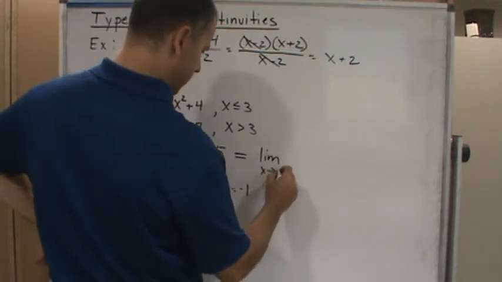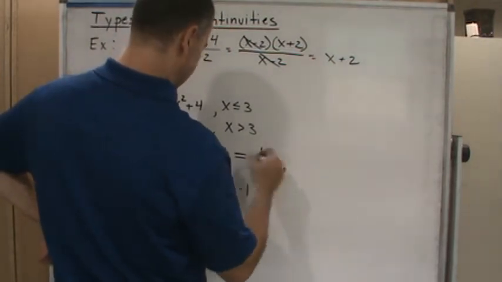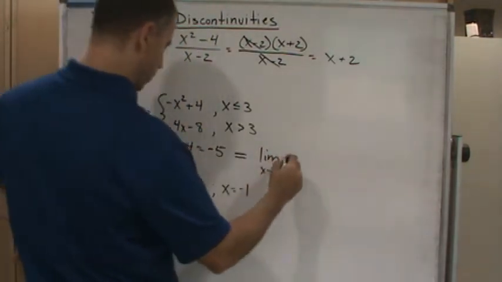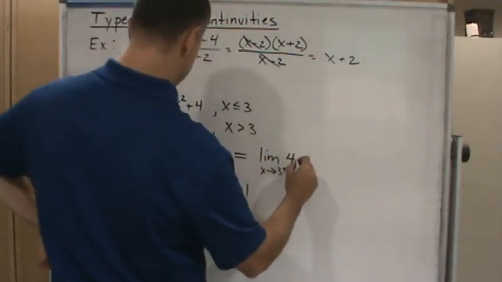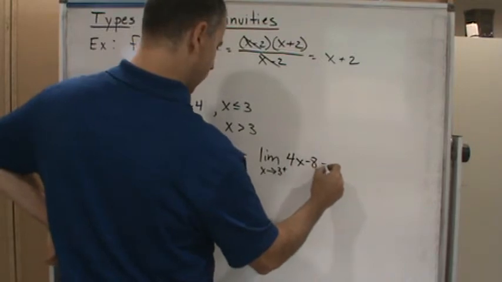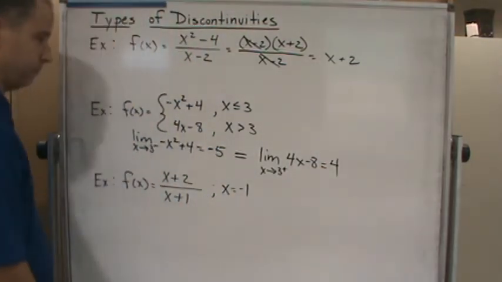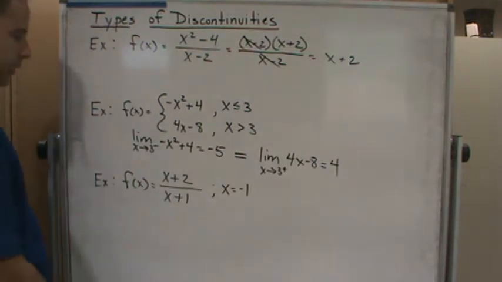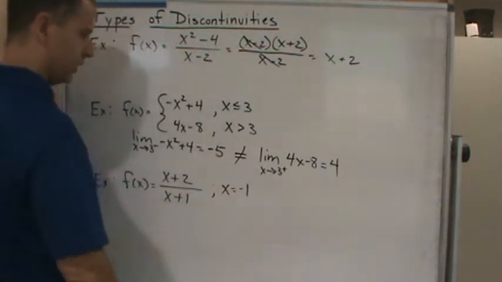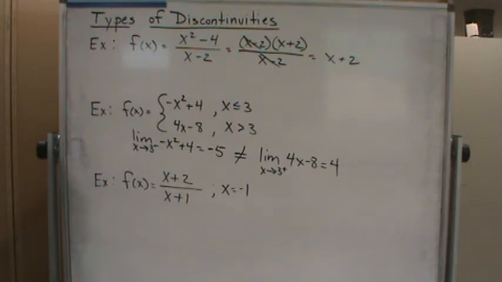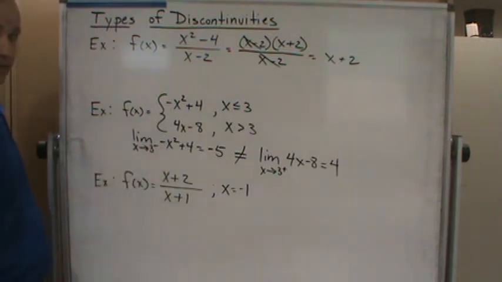And the limit as x approaches 3 from the right is going to be this rule, which is going to be 4x minus 8, which we know is going to be positive 4. Okay? And notice that these two limits are not equal. So this satisfies part number 2 of the definition of a jump discontinuity, right?